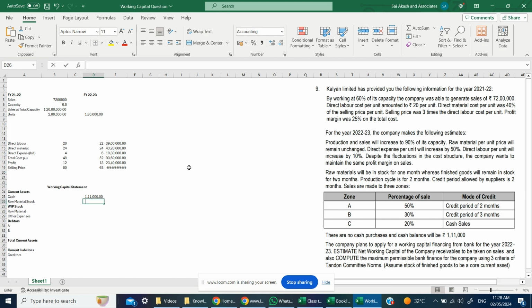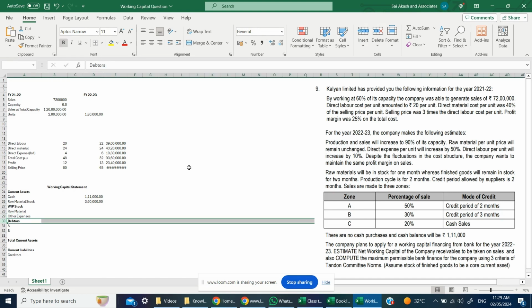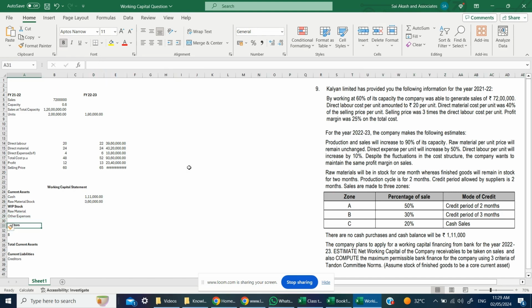So what is my raw material stock? Total material consumed into 1 by 12, correct? 1 month is your raw material stock holding period. Finished goods will remain in stock for 2 months. Okay, so raw material stock, finished goods stock. I'll just take it down here. Stock of finished goods.